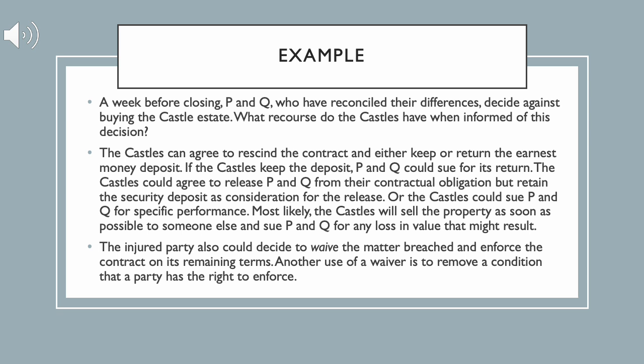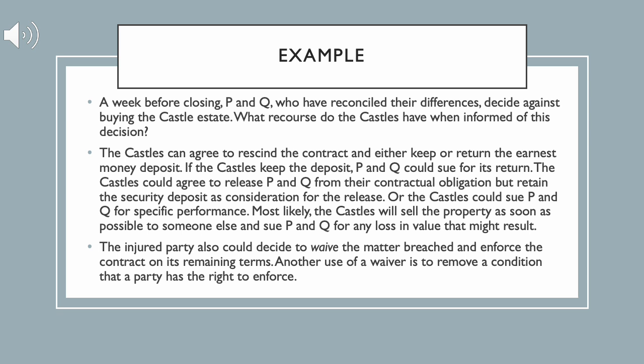Example: a week before closing, P&Q, who have reconciled their differences, decide against buying the Castle estate. What recourse do the Castles have when informed of this decision? The Castles can agree to rescind the contract and either keep or return the earnest money deposit. If the Castles keep the deposit, P&Q could sue for its return. The Castles could agree to release P&Q from their contractual obligation but retain the security deposit as consideration for the release. Or the Castles could sue P&Q for specific performance.